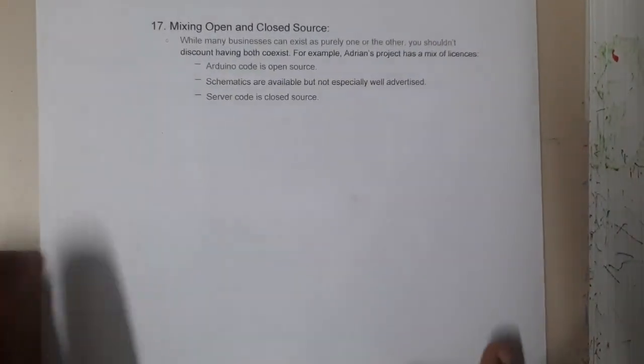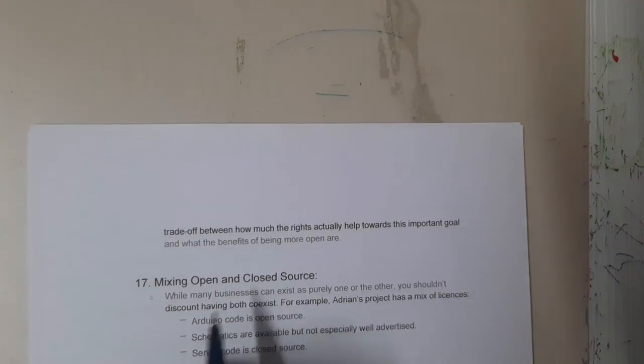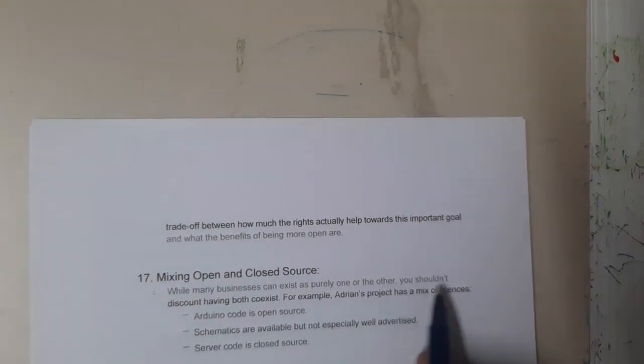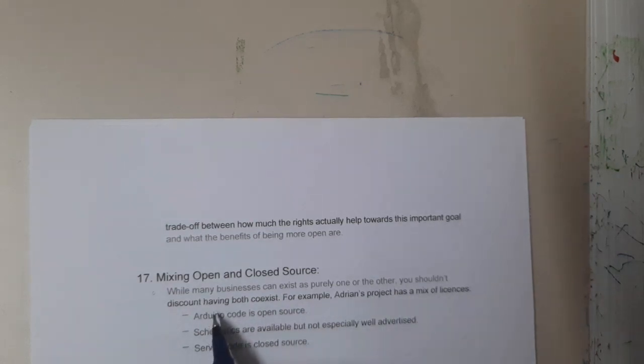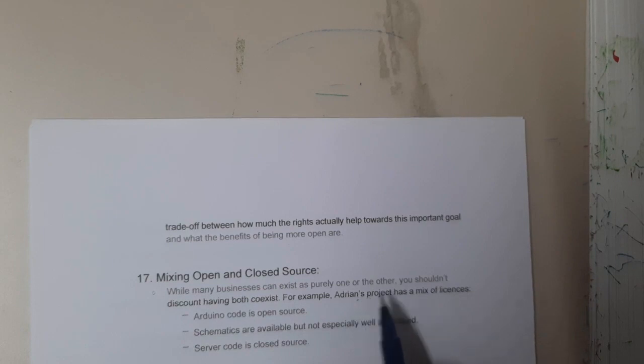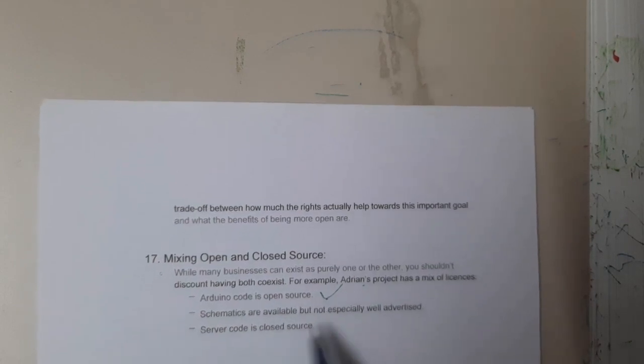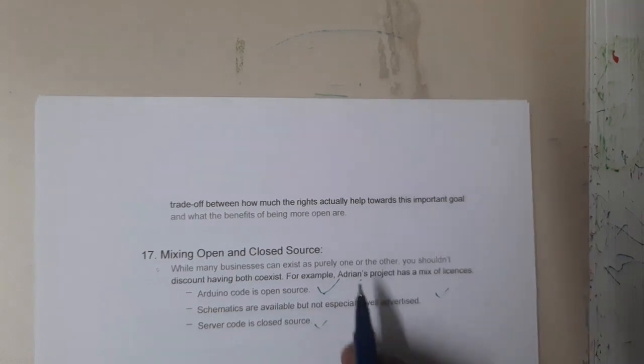Now, mixing open source and closed source. While many industries can exist as purely one or the other, you shouldn't discount having both coexist. For example, a particular project may have a mixture of licenses. Arduino codes are open source, and the other schemas and such are closed source.